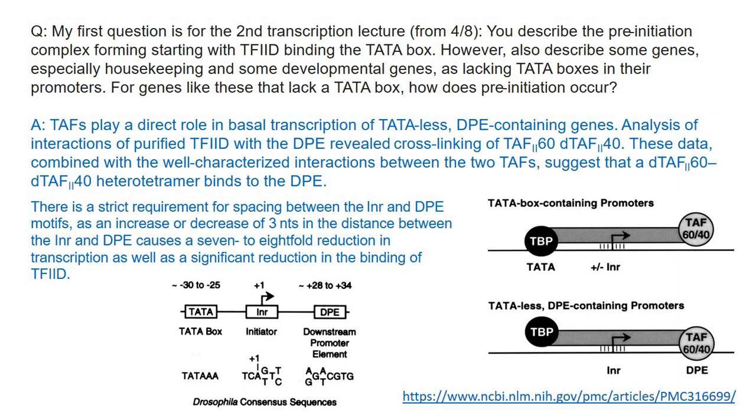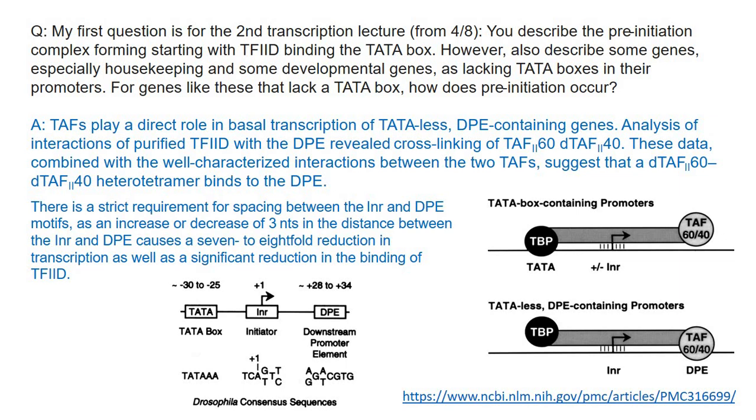However, you also described some genes, especially housekeeping and developmental genes, that lack that TATA box in their promoters. For genes like these that lack a TATA box, how does pre-initiation occur? This is a great question. How do TATA-less promoters, the promoters that do not have a TATA box, initiate or pre-initiate transcription in eukaryotes?